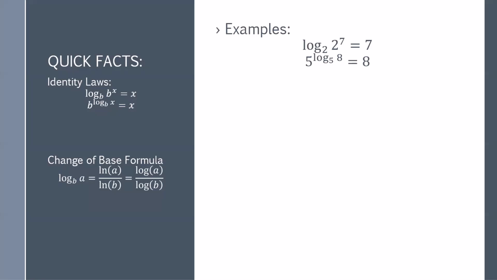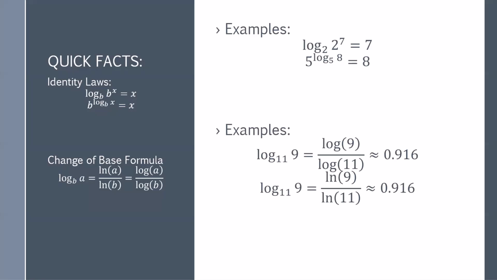Going back to the change of base formulas, the base b log of a is equal to the natural log of a over the natural log of b, or the base 10 log of a over the base 10 log of b. So for example, the base 11 log of 9 is equal to the base 10 log of 9 divided by the base 10 log of 11, or about 0.916. The base 11 log of 9 can also be written as natural log 9 divided by natural log 11, or approximately 0.916.